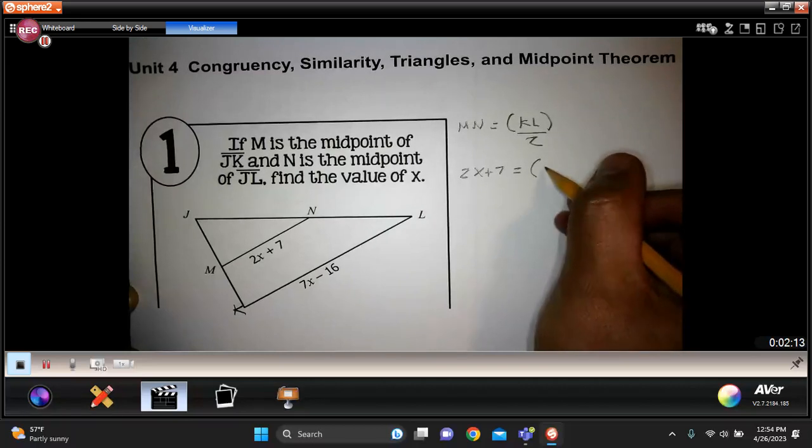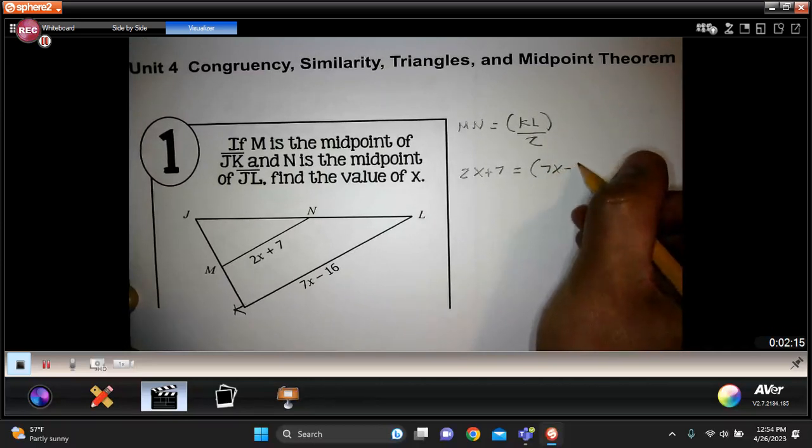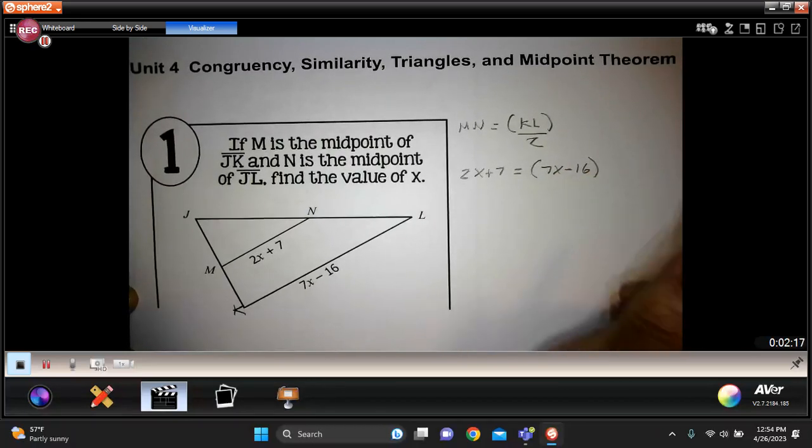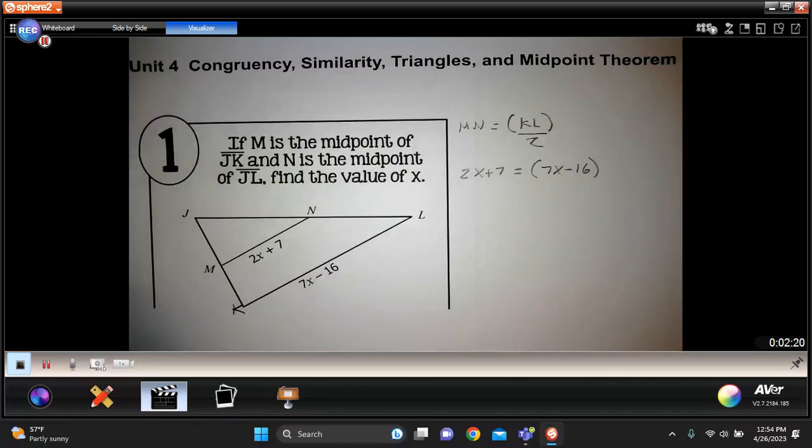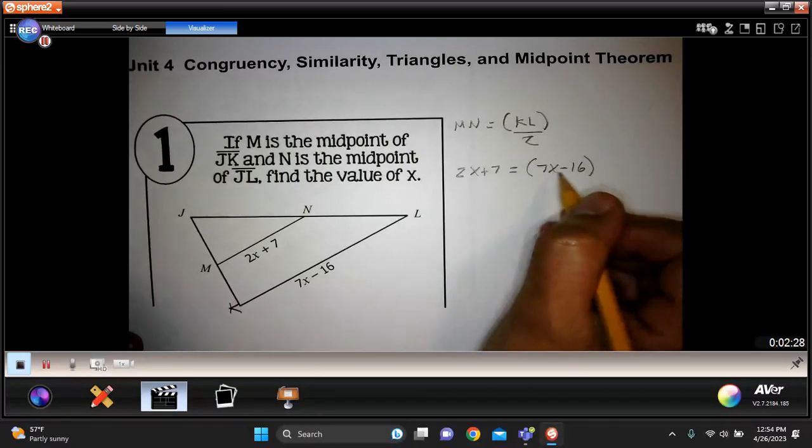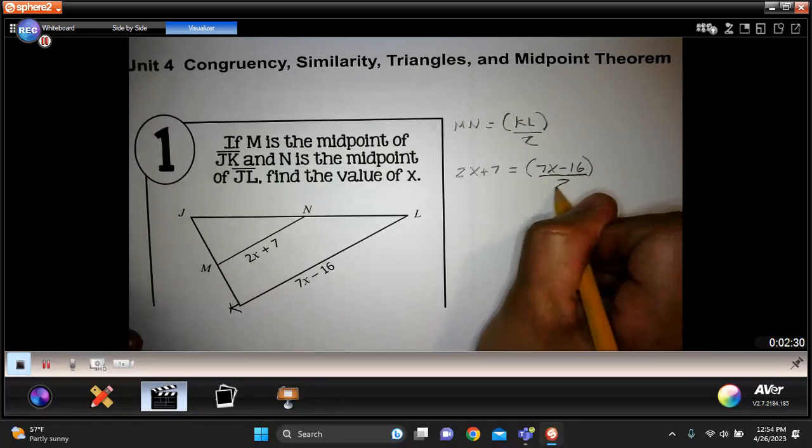equals 7x minus 16. Make sure you guys write that down. I'm going to go slow in order for us to follow the video and do the lesson. And again, I forgot to divide it by 2.